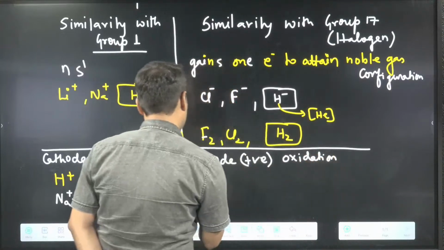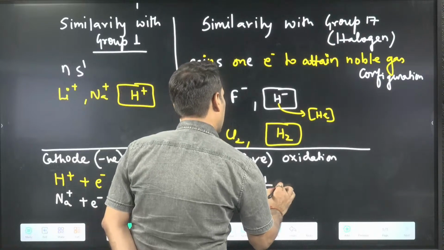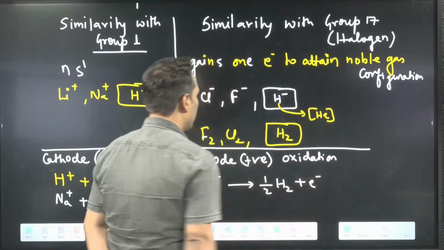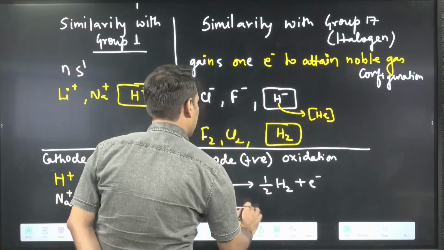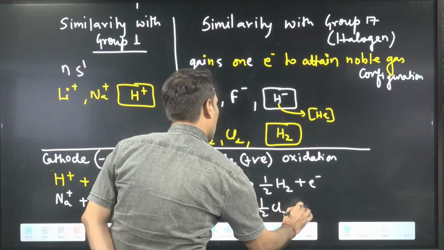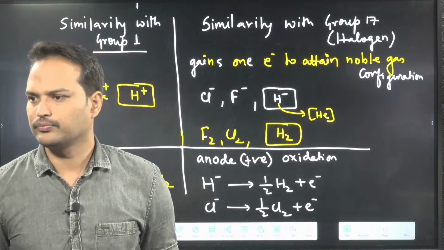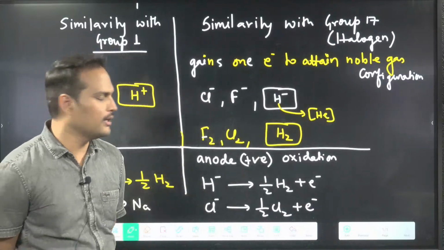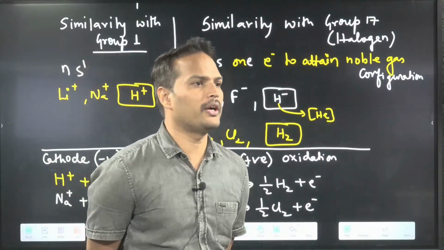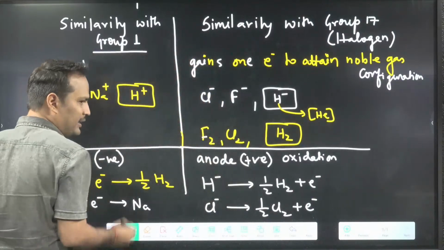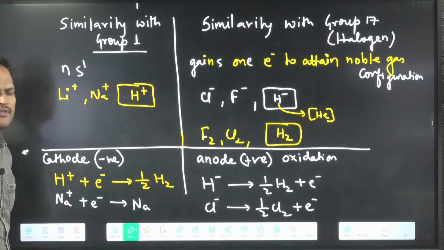So what you will find is that hydride ion H minus will lose 1 electron and it will be converted into H2. Similar thing will happen with chlorine also. Cl minus will give half Cl2 plus 1 electron. So properties are similar to group 1 also and group 17 also, ठीक है ना. Is this point clear? So I think only one point was a bit new type, that is this point. So we will see this in future also.